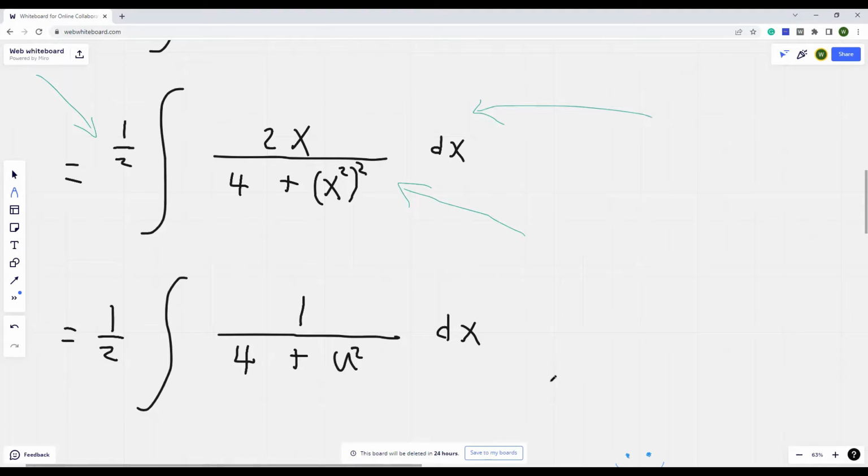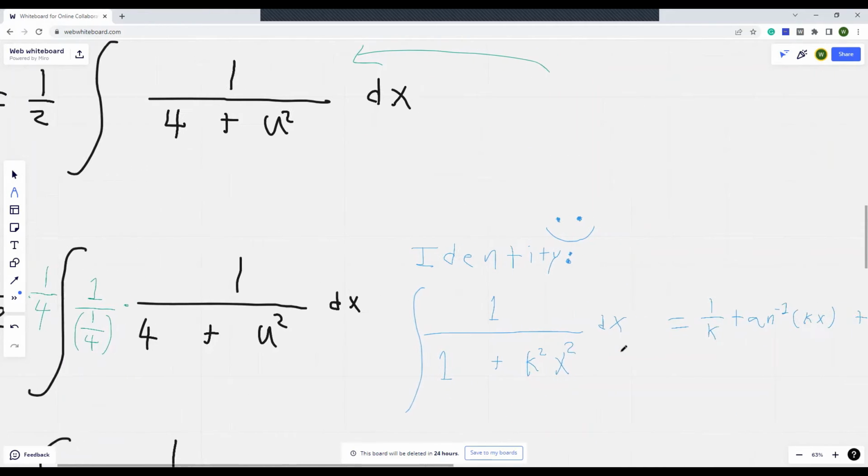How do I get closer to what I want, right? Bring that x to the fourth down to x squared. So now we come down to here, right? This is what we have, but it's still not the derivative of arctan, right? Still not quite what we want, right? Because that has to be 1 plus u squared. So what do we do about that?